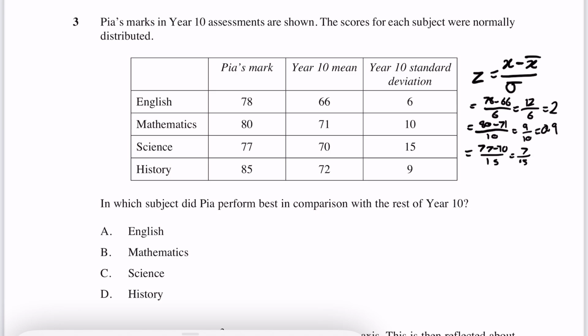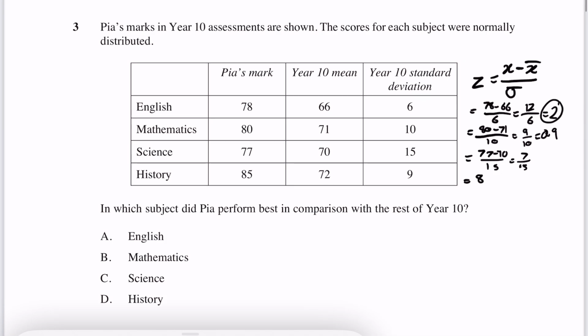We don't really need to know what that number is. All we need to know is that that is less than 2, which is our largest standard deviation of the bunch so far. And then we have 85 minus 72 over 9, which gets 13 over 9, which yet again isn't larger than 2. So that means English, which had the highest standard deviation, is the subject that Pia performed best in comparison to the rest of Year 10.